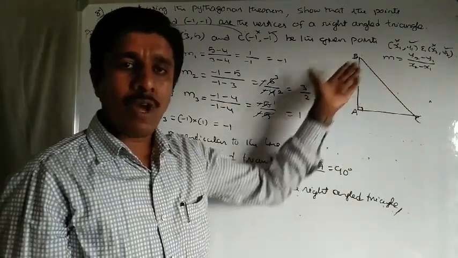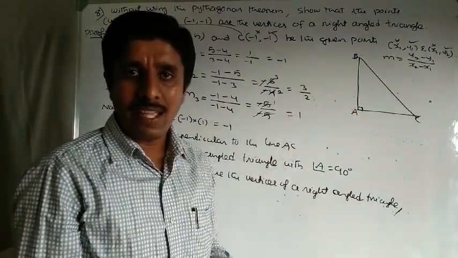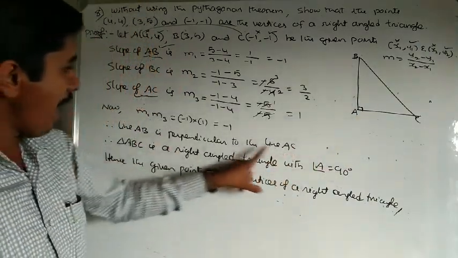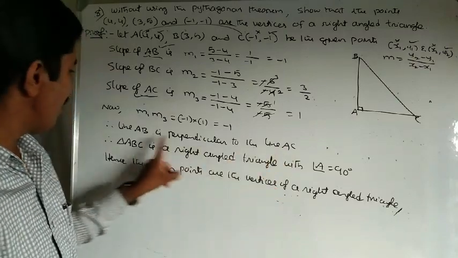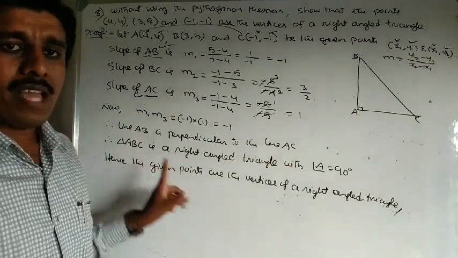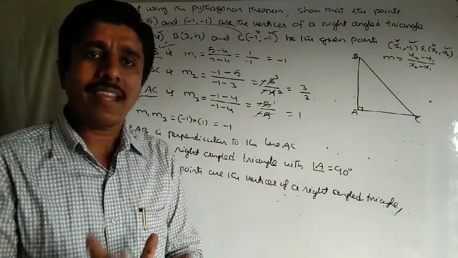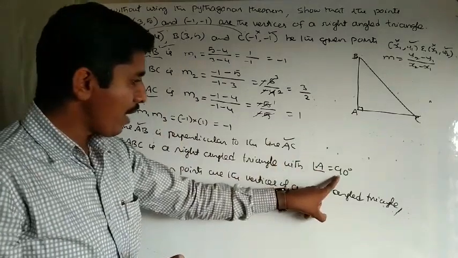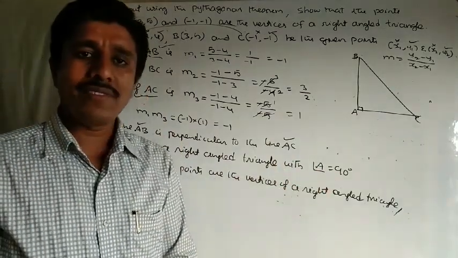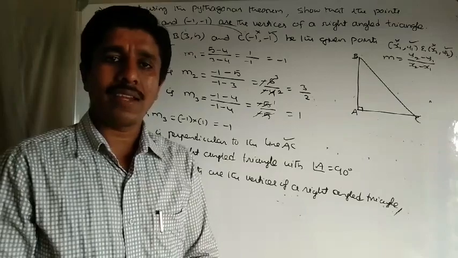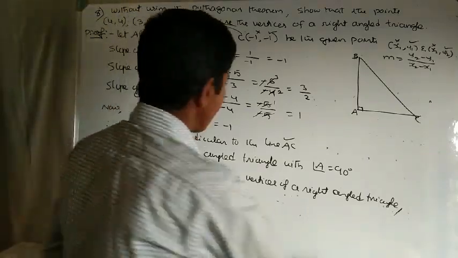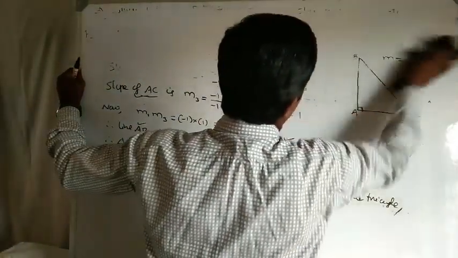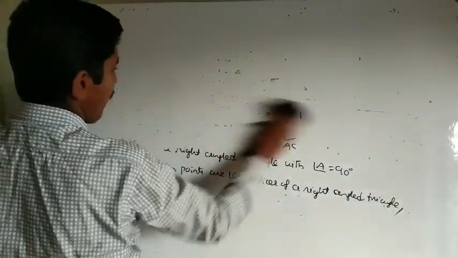Therefore, the given points are the vertices of a right angle triangle. Which angle equals 90 degree? In these two lines, AB and AC, the common point is clearly A. Therefore, triangle ABC is a right angle triangle with angle A equal to 90 degree. Yes, the given points are the vertices of a right angle triangle. So now go to the next, the 9th problem.